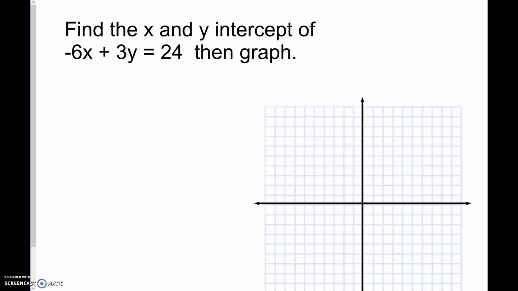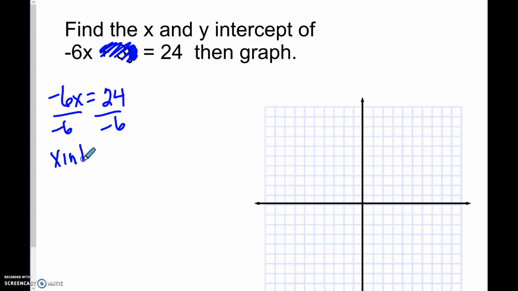So to find the x-intercept, we put a 0 in here. So this is gone. So we're left with negative 6x equals 24. Divide both sides by negative 6. So the x-intercept is a negative 4. 1, 2, 3, 4, and put a dot here at negative 4.